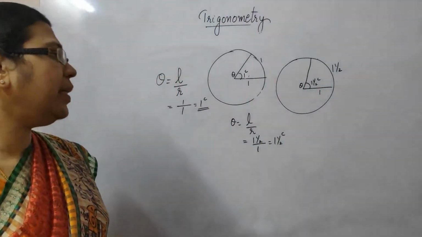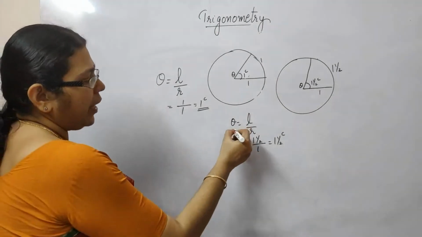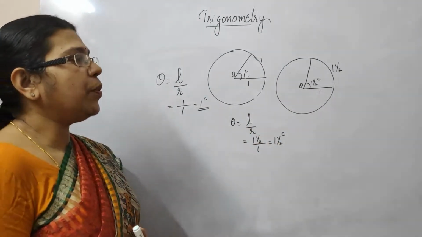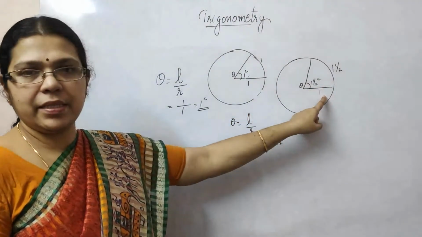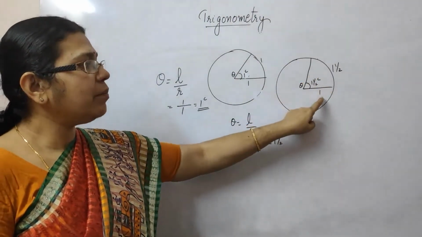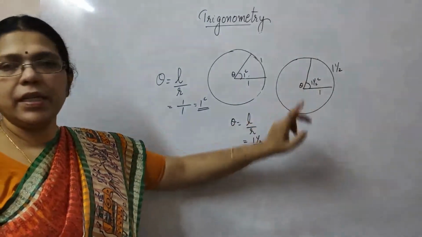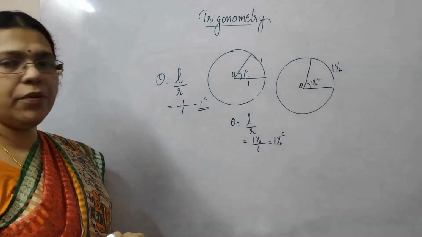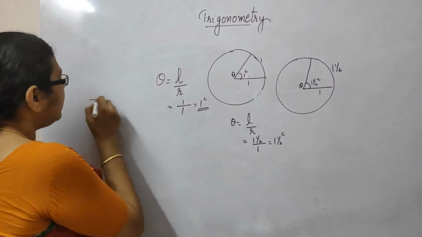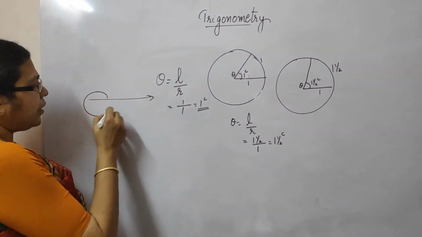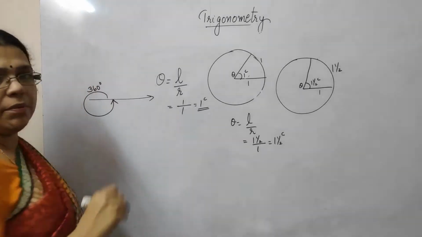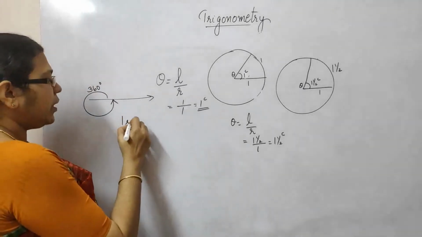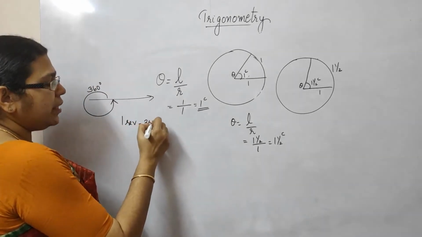So I can see that this measure, angle theta, corresponds to the length of the arc by the radius. Right? The length of the arc by the radius gives you theta. Now here, if you remember, in the degree measure, I told you that one complete revolution was 360 degrees. You remember that?